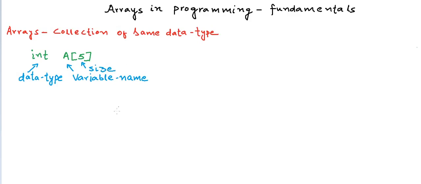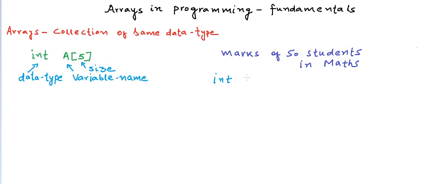Now, where does this concept of array fit in programming? Let's say in a program we want to store the marks of 50 students in a class in, let's say, mathematics. Now in our program, to store these values, we can declare 50 different integer variables like s1, s2, s3 all the way till s50. So we kind of declare 50 different variable names corresponding to these 50 students.